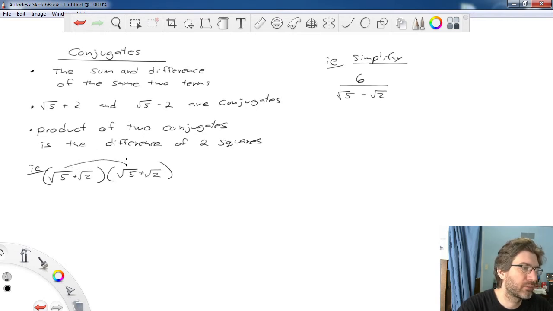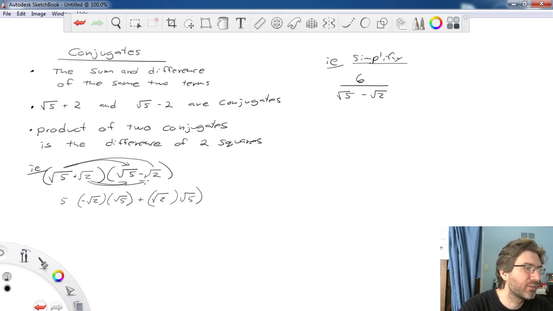You got the square root of 5 times the square root of 5, which is 5. You got the square root of 5 times, oh, I'm sorry, one of these is going to be minus. You got the square root of 5 times the square root of negative 2, which would be negative 2 times the square root of 5. Then you got positive 2 times the square root of 5, which is going to cancel that out, which would be the positive square root of 2 times the square root of 5, right? So these two things are going to cancel because this one's going to be negative and this one's going to be positive. So they'll cancel.